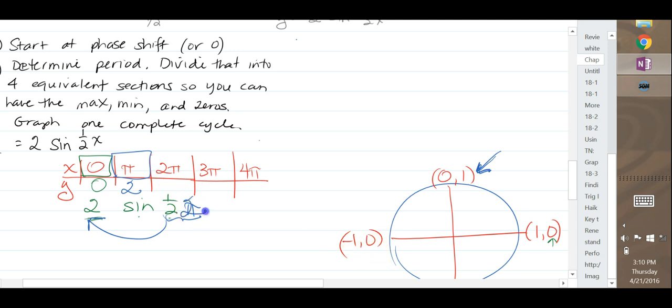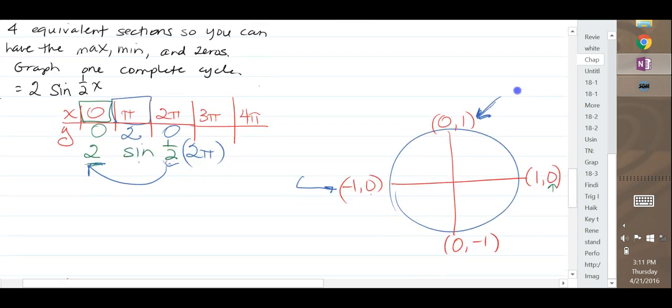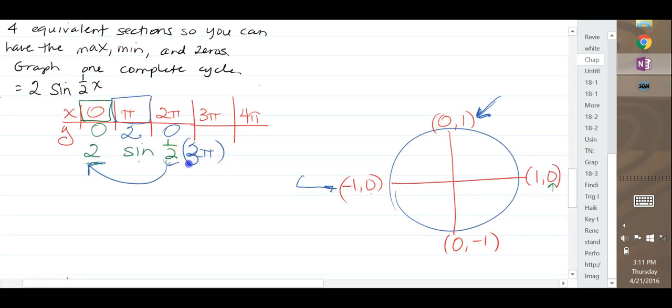All right, now let's do 2 pi. Okay, if I put 2 pi in right here, what's 1/2 of 2 pi? It's pi, which is here on my graph. So the sine at this pi is 0, and 0 times 2 is 0. And now let's do the next one. If I put 3 pi, what's 1/2 of 3 pi? You bet it's 3/2 pi, which is, you guessed it, right there. What is the sine right there? The sine at 3/2 pi is -1. You multiply it by the coefficient of 2, and you get -2.